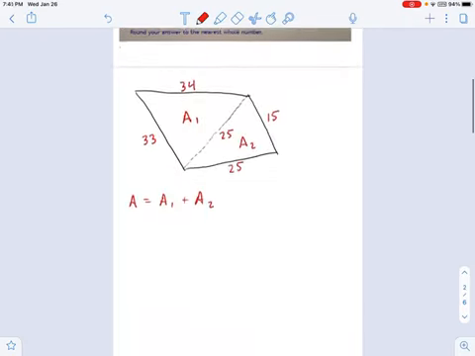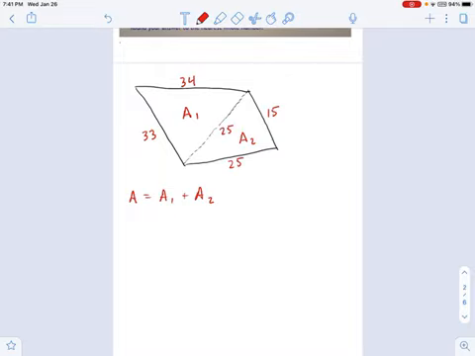So I have a copy right here, and you can see what I've drawn. A equals A1 plus A2. We just need to figure out A1, the first area, and A2, the second area. So I'm going to do that using Heron's formula.